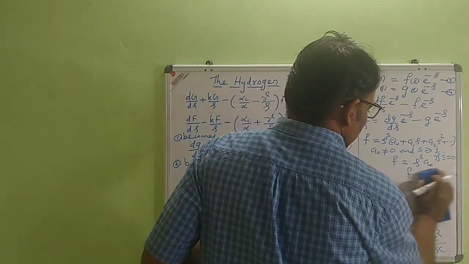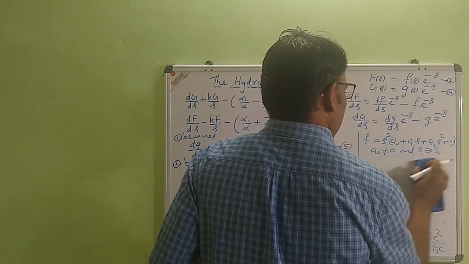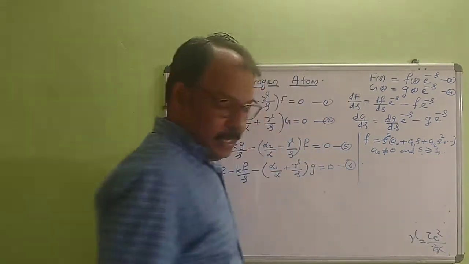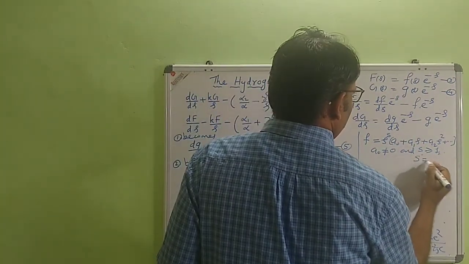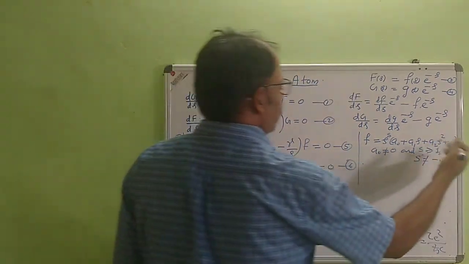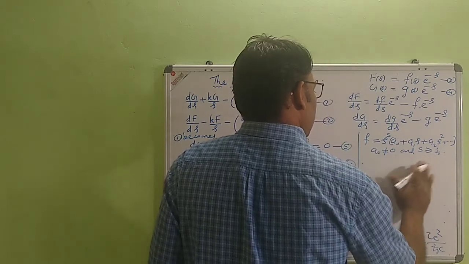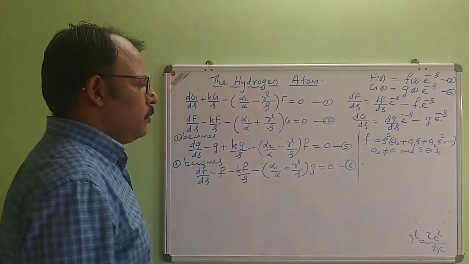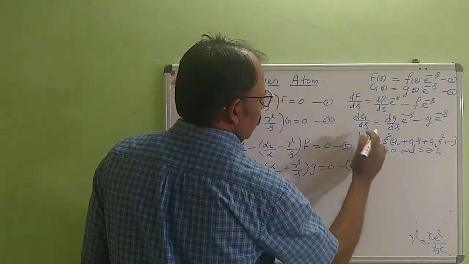So we will take the boundary condition that the value of s should be greater than 0. It can be 1 or a higher value. s cannot be negative. s should be a positive value. It should not be 0. It should be greater than or equal to 1. So we will take a positive value for s. Now this is the solution for F.